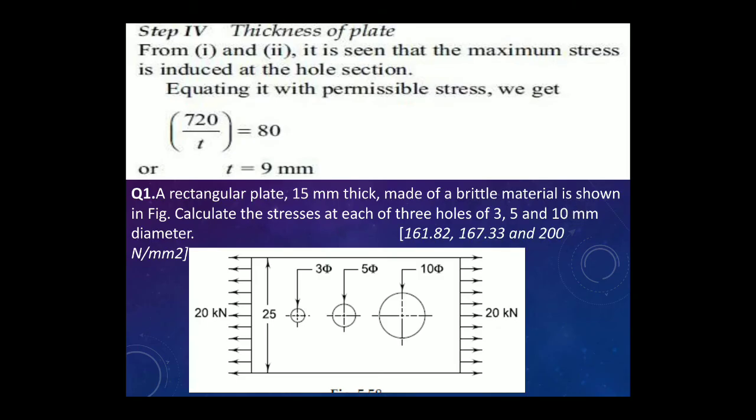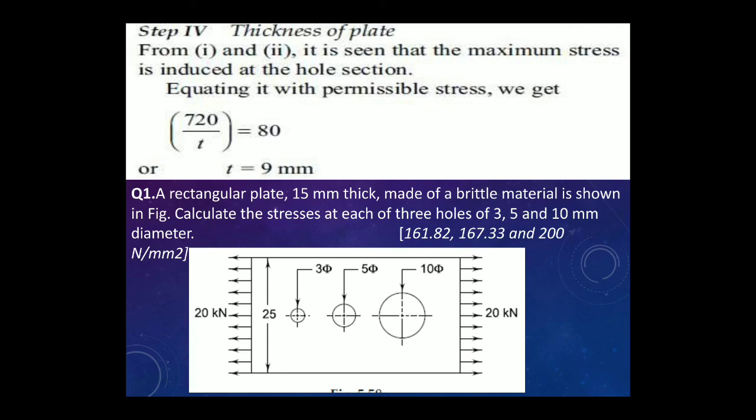Now the last step is the thickness of the plate. We got two equations, equation 1 and equation 2. From these two equations we can see that the maximum stress is induced at the hole section. So equating it with the permissible stress, 720 by t equal to our permissible stress, 80. So we get t, that is thickness of plate, as 9 mm. So this is the first type of numerical we have seen.